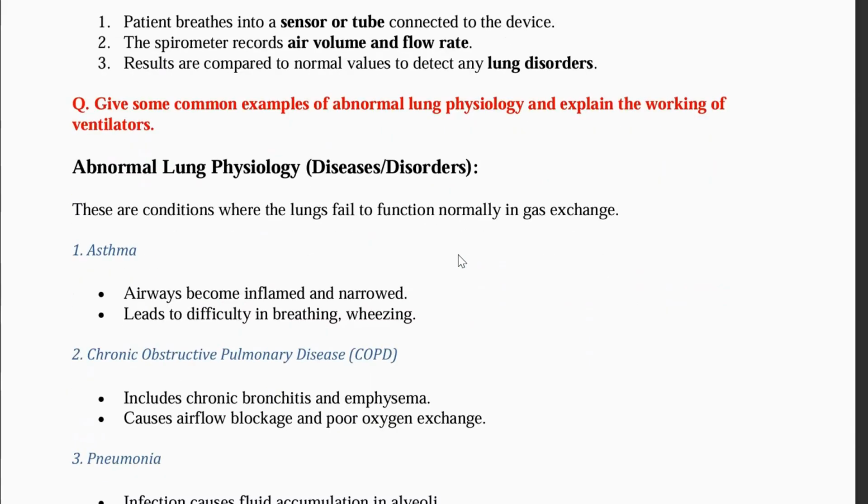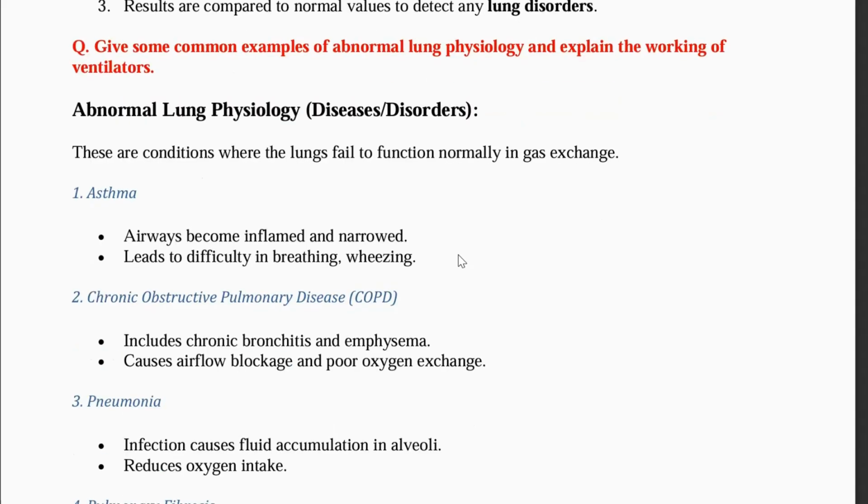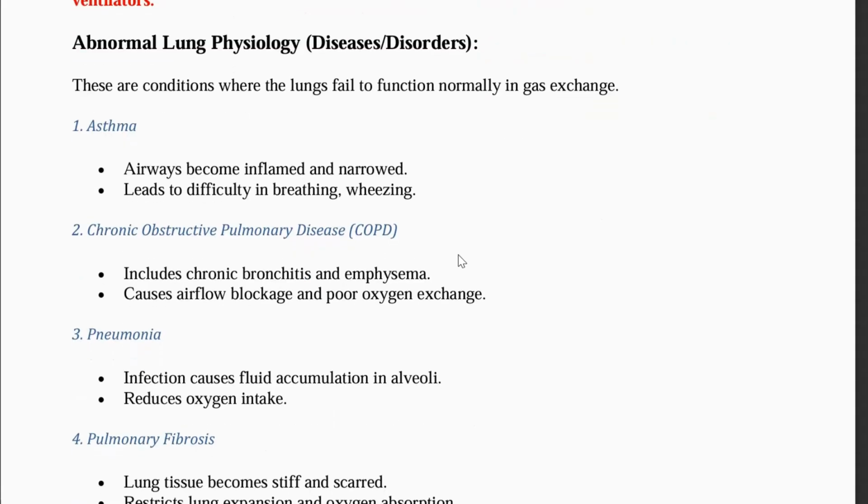Give me some common examples of abnormal lung physiology and explain the working of the ventilator. Abnormal lung physiology is a condition where the lungs fail to work. First, asthma. Here the airways become inflamed or narrowed, leading to difficulty in breathing or wheezing. Chronic obstructive pulmonary disease (COPD) includes chronic bronchitis and emphysema. It causes airflow blockage and poor oxygen exchange.